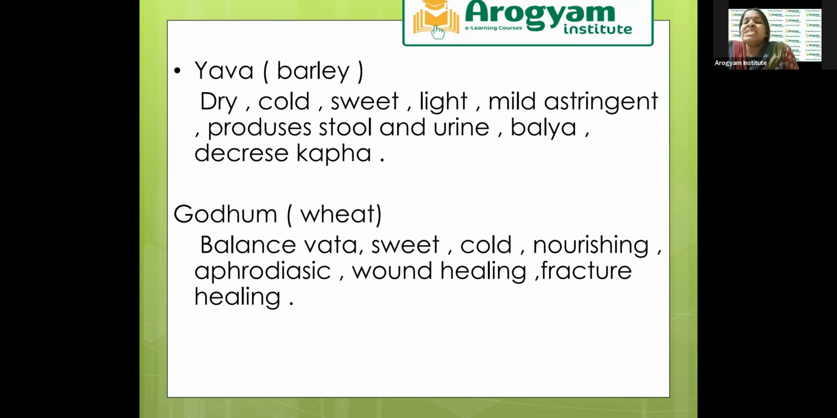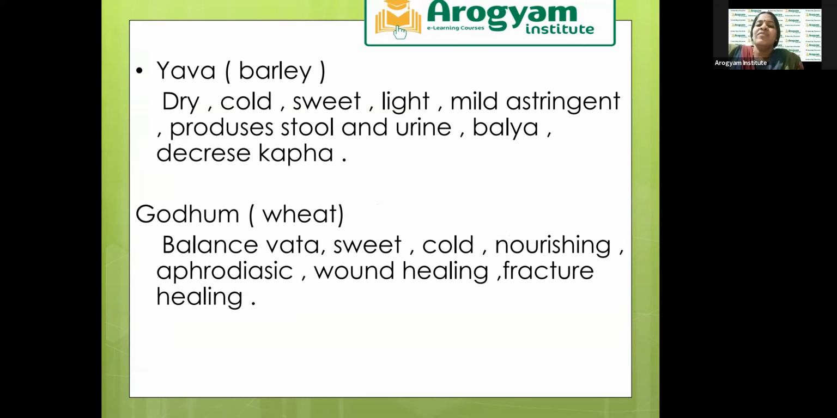It is balya. Balya का मतलब है, bala means strength. Strength को improve करता है. कफ दोष अगर शरीर में ज्यादा है तो इसे हटाने में ये बहुत अच्छा है. Then godhum or wheat, it balances vata. It is sweet, cold, nourishing, aphrodisiac. Then wound healing, fracture healing. So fracture जैसे conditions में ये godhum या wheat पथ्य है.